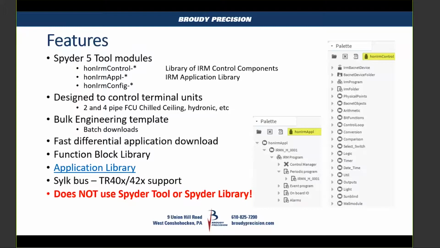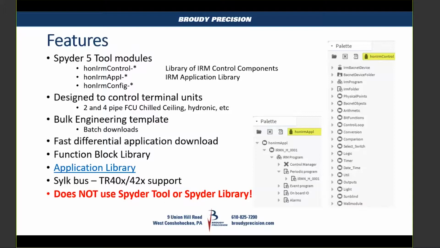And then the config one is the basic one that's required to download or have in the tool so you can actually talk to it and work with the commands that are part of the Spyder 5. And like I said, originally it was designed as a 2 or 4 pipe fan coil controller, chilled ceiling, hydronic, those type of controls. Terminal unit type controls, I guess you could say. Yeah. But you see the horsepower of it, you could do a lot more than just that.